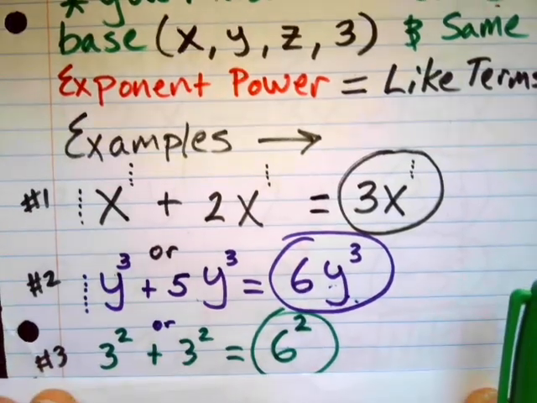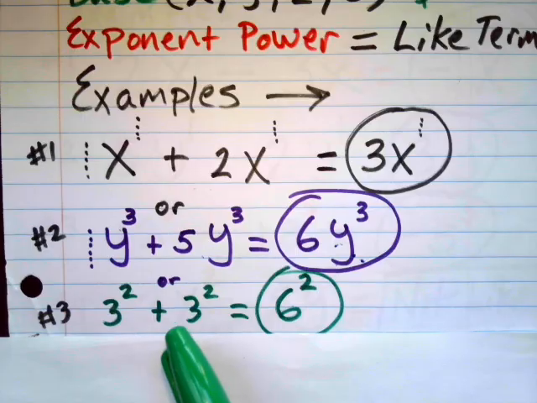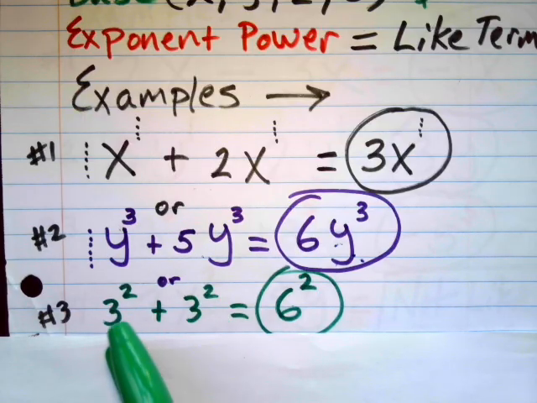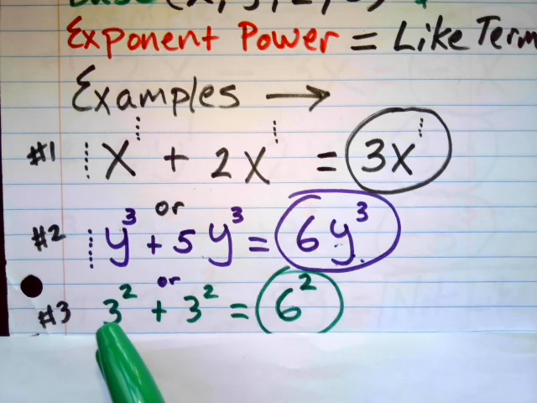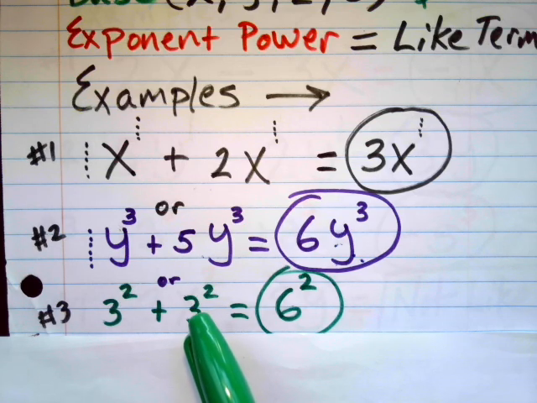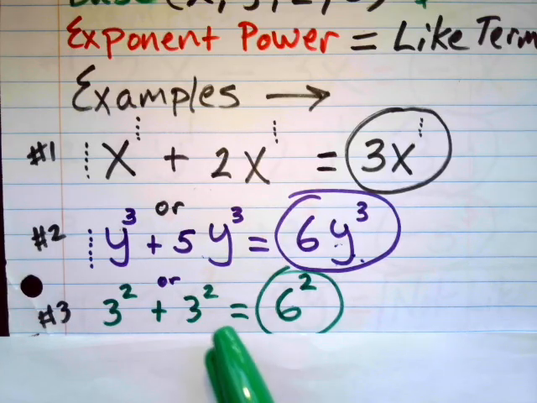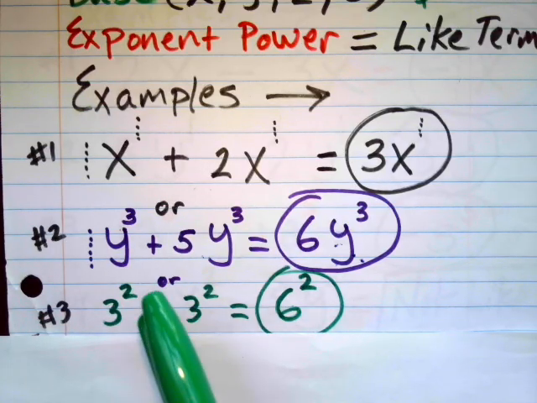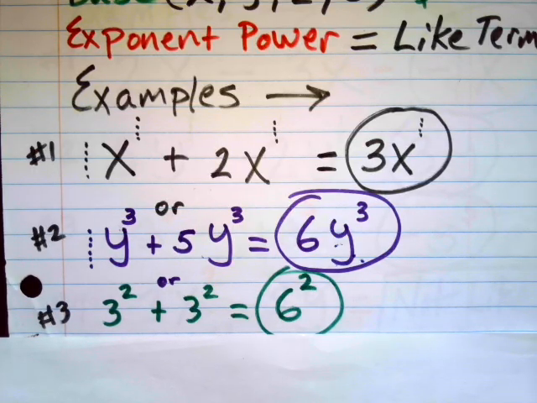And finally, I got another third example here to show you. Number 3, 3 to the second power plus 3 to the second power. We have the bases are the same, 3 plus 3, and then the power is to the second power. They're the same. We can add these terms, 3 squared. So 3 plus 3 is 6, and when you're adding or subtracting, you keep that exponential power the same.